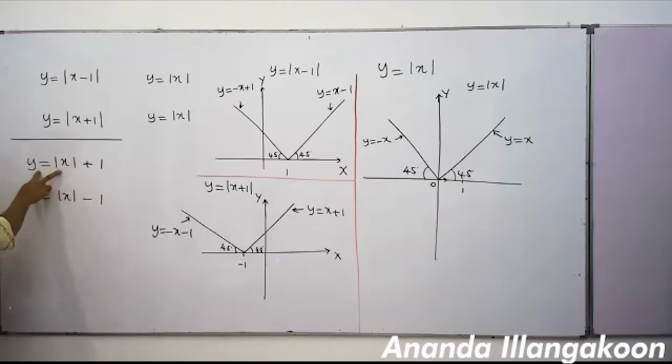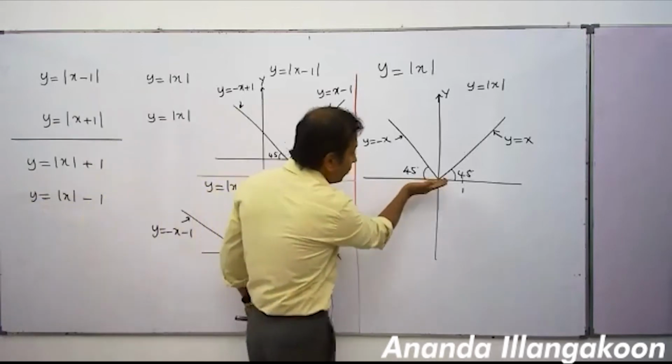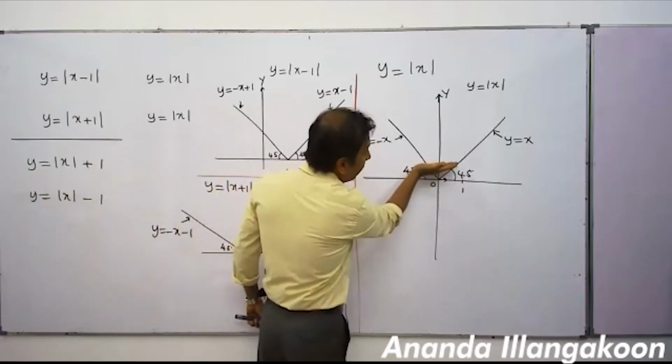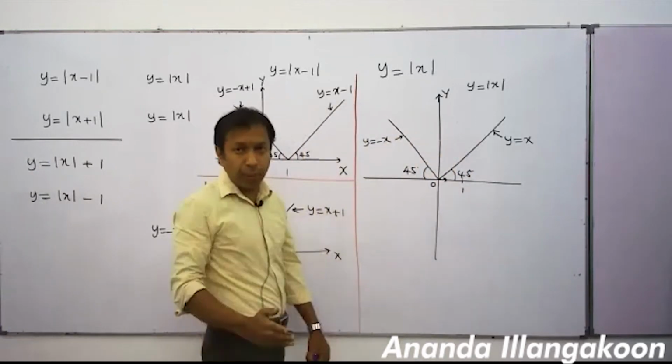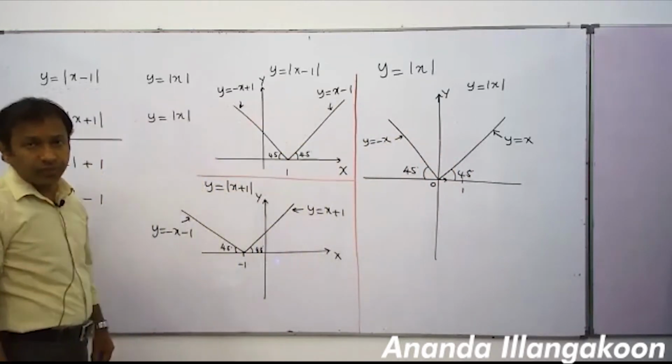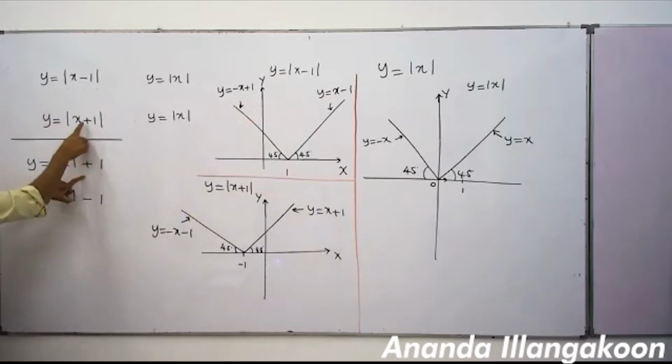by using the y equals mod x graph, this one can be obtained since 1 is added. The mod x graph is taken upward by 1 unit without taking horizontally. Upward by 1 unit. So therefore, distinguish the difference between this and this. Here 1 is added to the x within modulus sign, but here 1 is added after the modulus sign.